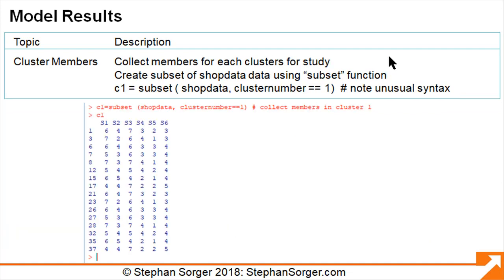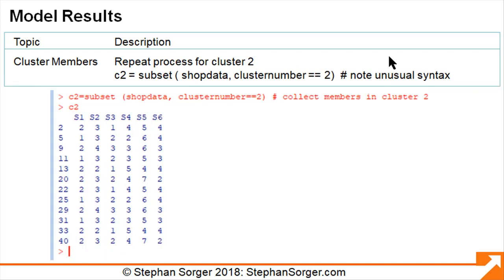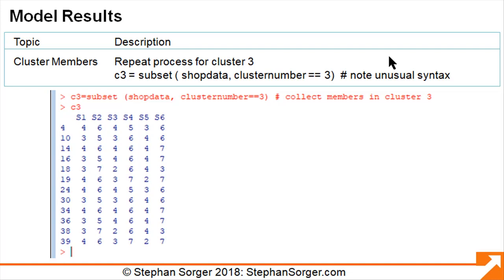We continue the model results section by displaying the results of the cutree function showing the respondents belonging to cluster 1. We apply our subset function to get a subset of the data. We repeat the process for cluster 2, and then again for cluster 3.